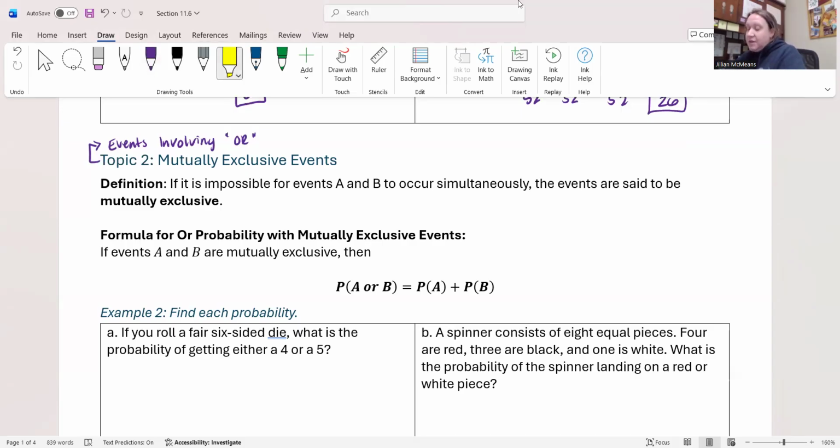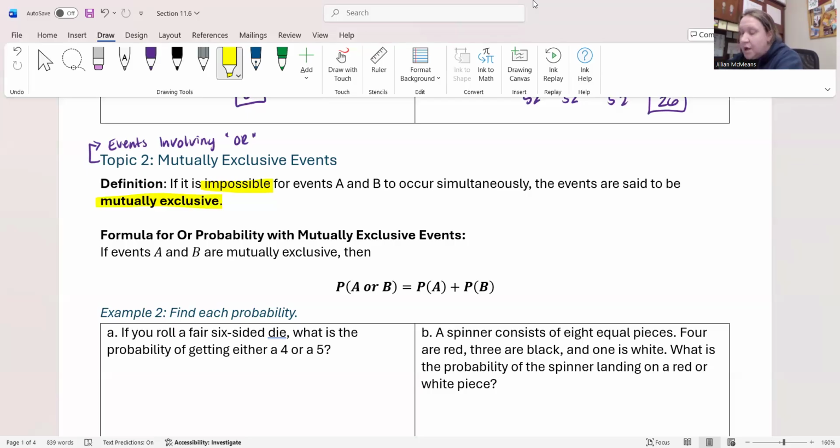As a definition, if it is absolutely impossible for events A and B to occur simultaneously, the events are said to be mutually exclusive. So if two things can't happen at the same time, they're mutually exclusive. It cannot simultaneously be negative 12 degrees and 500 degrees. Just can't. They're mutually exclusive.